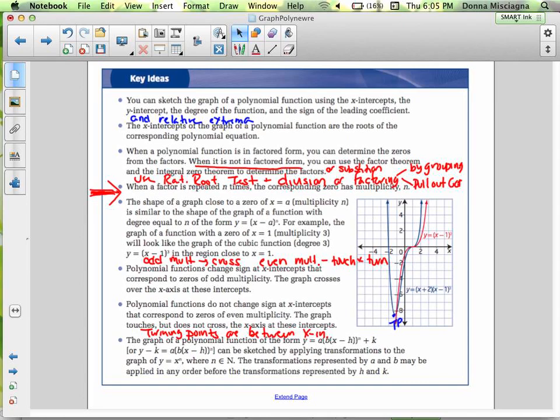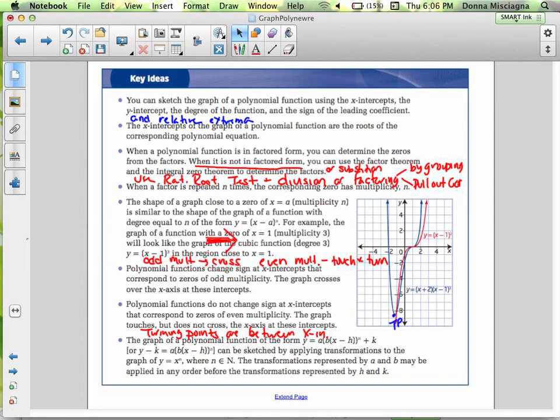When the factor is repeated, that is our multiplicity. So however many times it's repeated, that's what your multiplicity is. And if it's even, it's going to touch and turn. And if it's odd multiplicity, cross. I have it right down here. So odd multiplicity, it's going to cross. And even multiplicity, touch and turn.